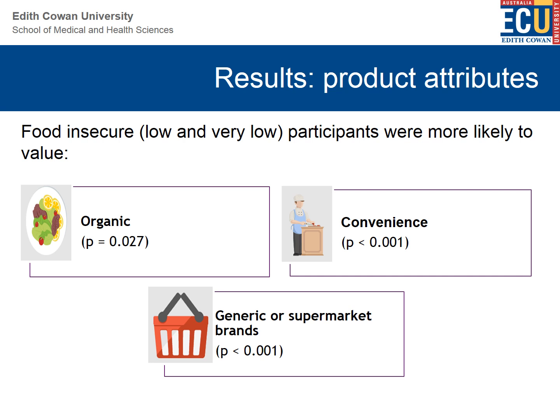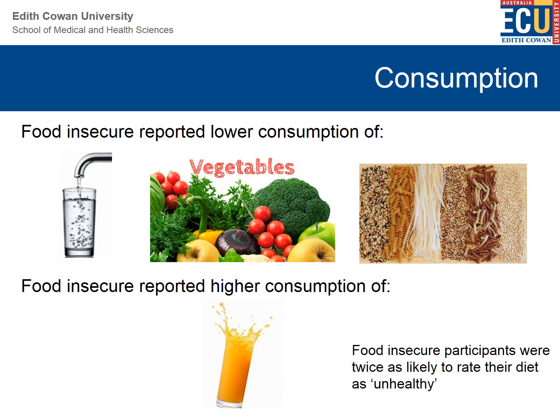Organic products may have been favored by food insecure people in this study because they were perceived to be a healthier option. This was not explored in this part of the research. However, in qualitative focus groups conducted with food insecure people, we found that organic products were perceived to be healthier and therefore more desirable. Food insecure respondents in this study reported lower consumption of water, vegetables not including potatoes and pasta, and higher consumption of fruit juice. When asked to rate how healthy their diets were, food insecure participants were twice as likely to rate their diet as unhealthy when compared to their food secure counterparts.